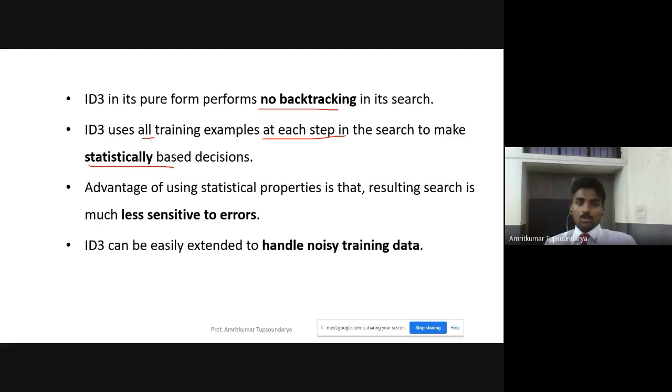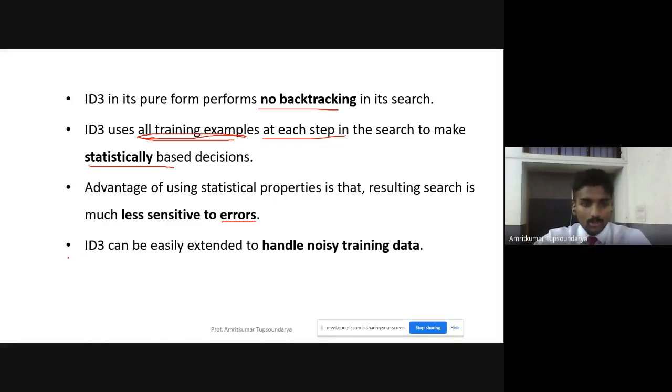The reason is that it makes use of statistical properties or statistical tests. How does it perform that? Because it considers all the training examples. It is not dependent on some part of the training examples. It takes all the training examples. So even if there is an error in a training example, or the data is missing, since it makes use of all the training examples, it is able to approximate or normalize the errors, right? Or even if there is missing data, it is able to fill that gap.